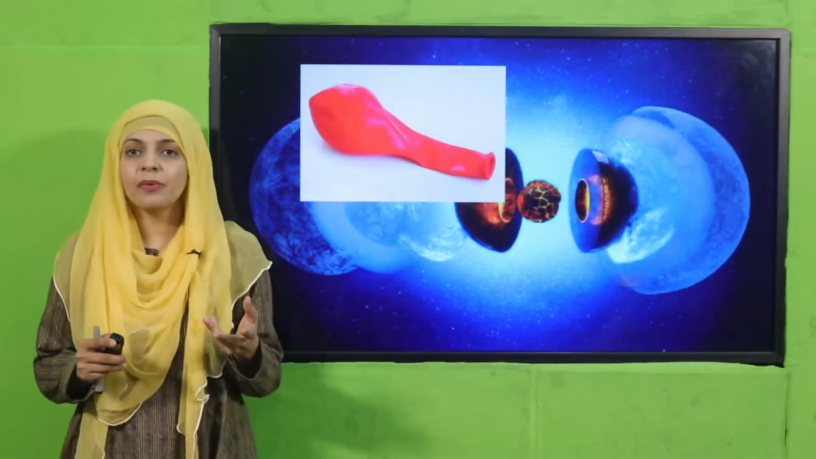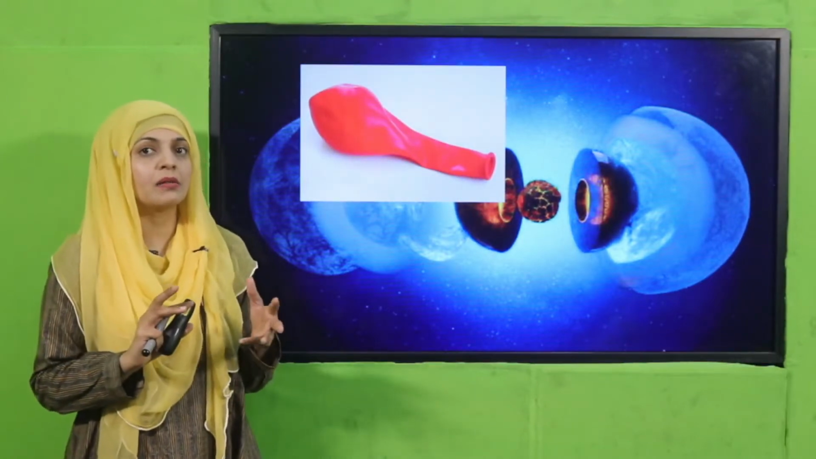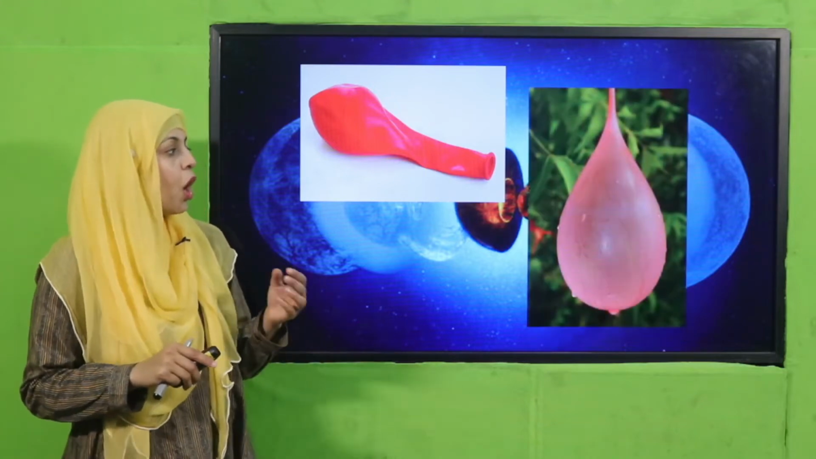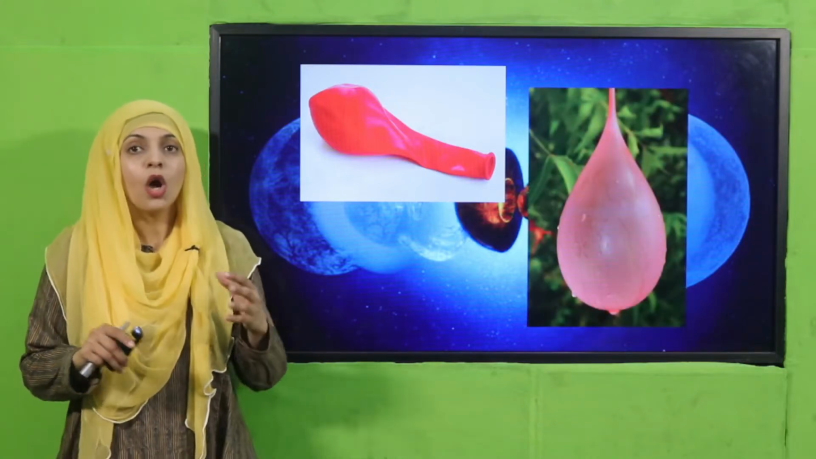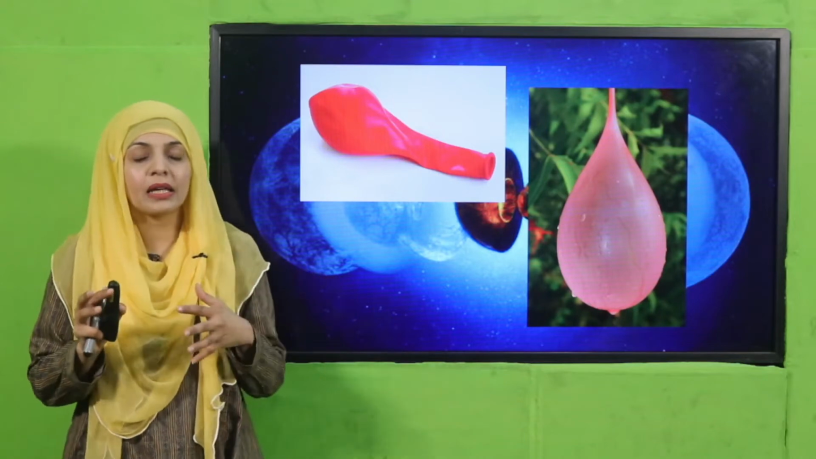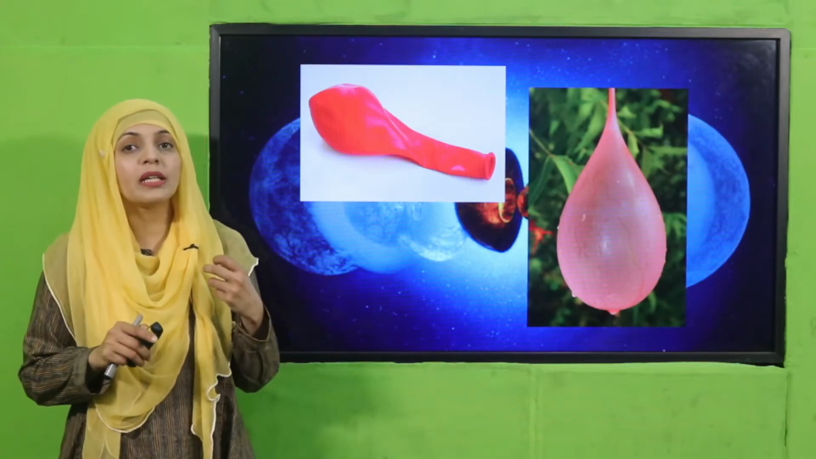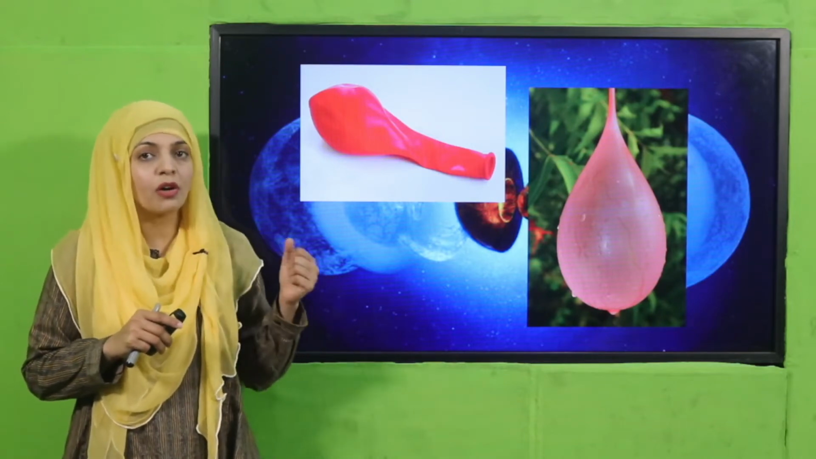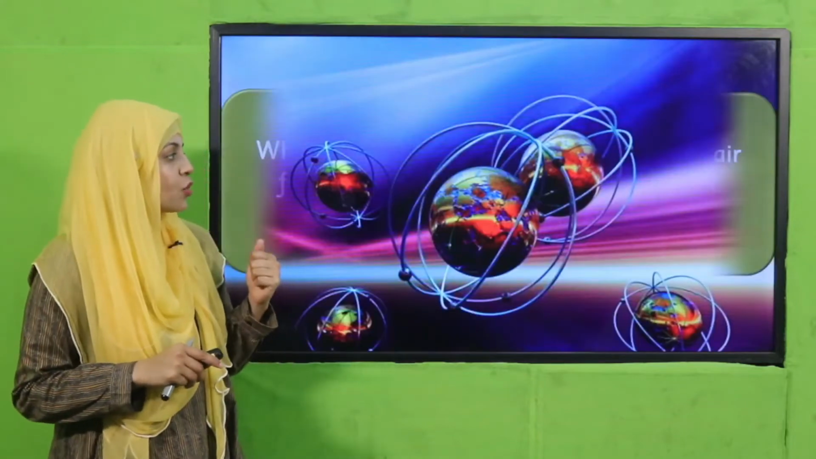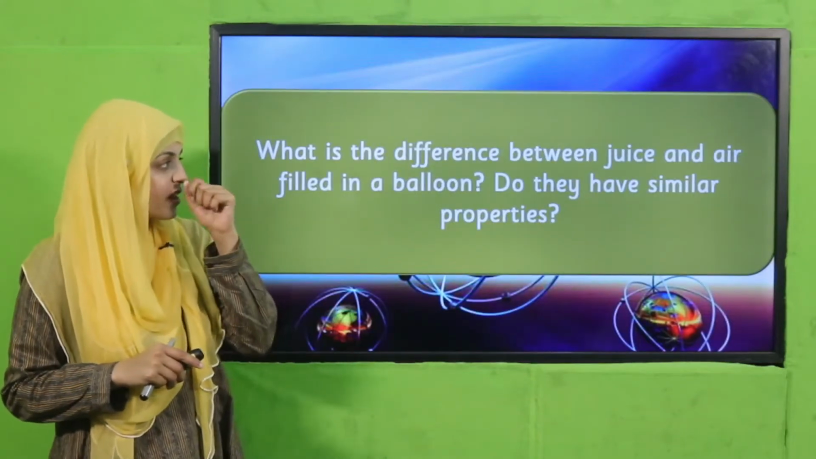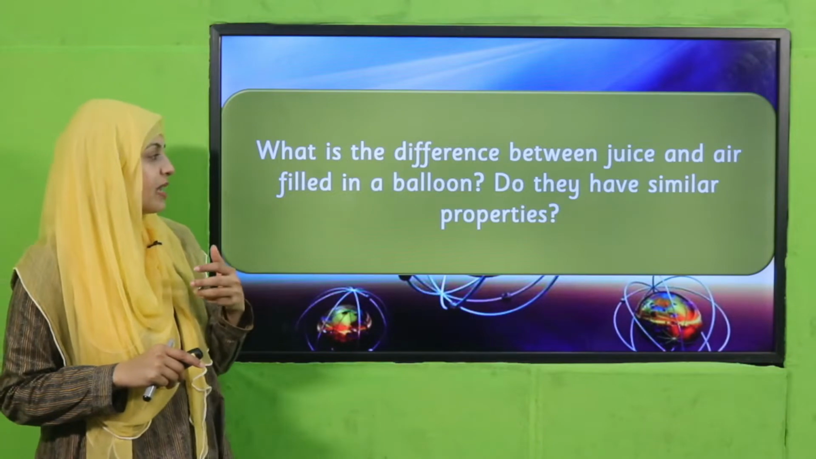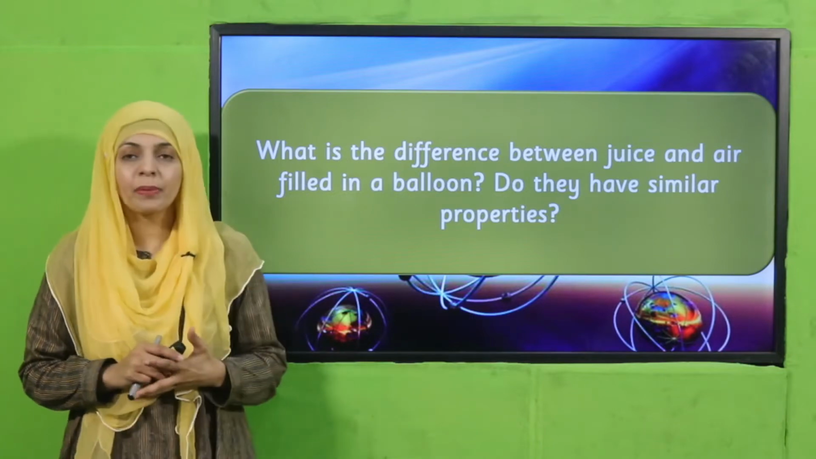So my dear students, in the previous lecture, we compared the deflated and inflated balloon, और फिर हमने इसको पानी से भी भरा, और फिर हमने देखा कि इनकी properties के अंदर क्या क्या फर्क आ गया था. So we did a project on the 3 states of matter. So my dear students, what is the difference between juice and air filled in a balloon? Do they have similar properties?